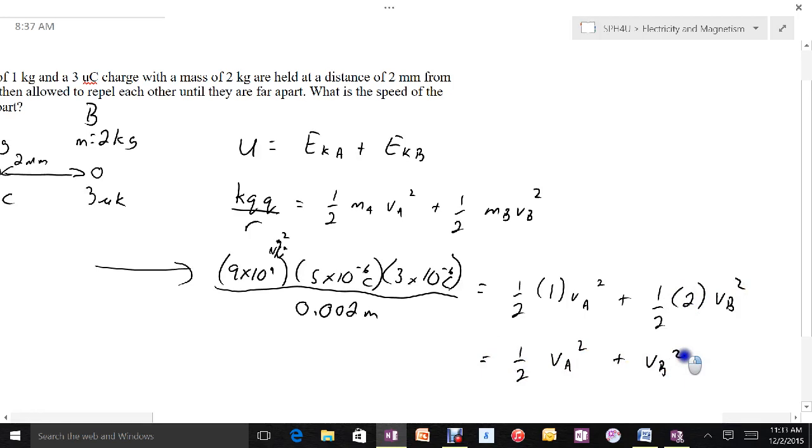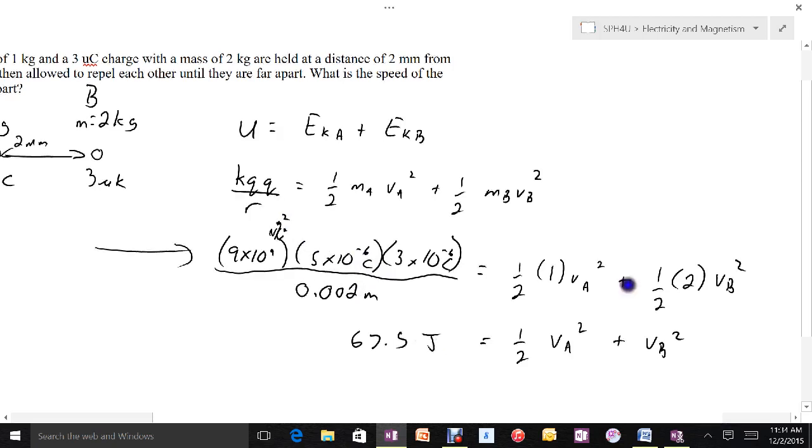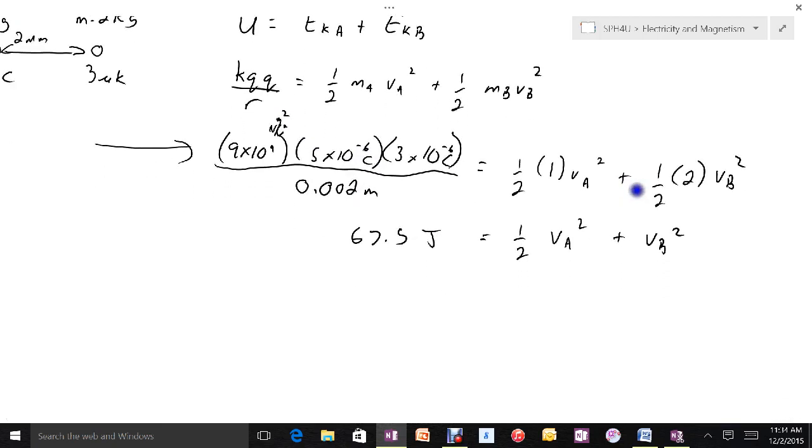We'll grab our calculator here and punch out these numbers for the harder side. 9 times 10 to the 9 times 5 times 10 to the negative 6 times 3 times 10 to the negative 6 divided by 0.002, and I got 67.5. That would be in newton meters. There's a newton there, meter squared. So when everything cancels out, you're left with newton meters or joules. And so that's an equation. We can't make this one a lot simpler. You might want to multiply it through by 2 if fractions really bother you, but there's not much else you can do to that equation at this point.